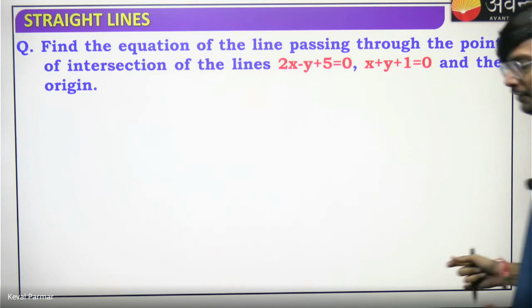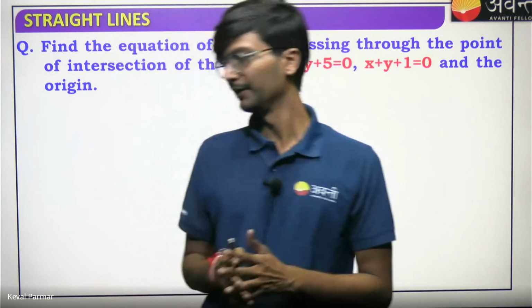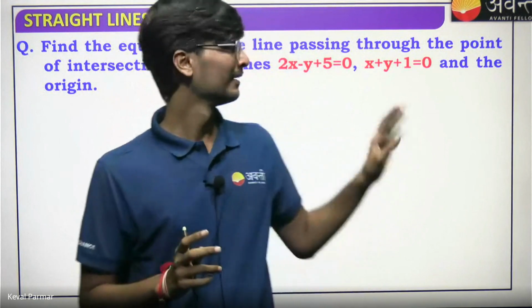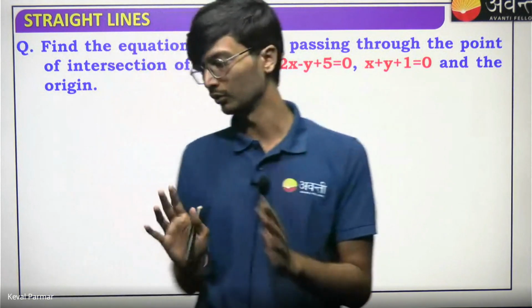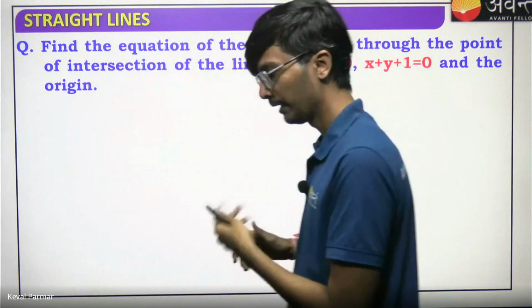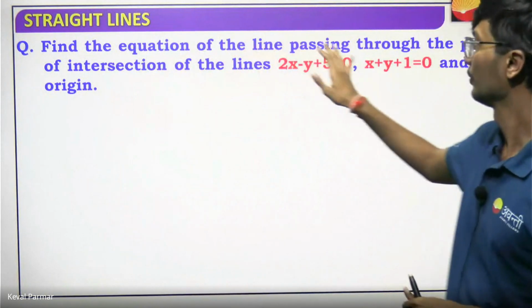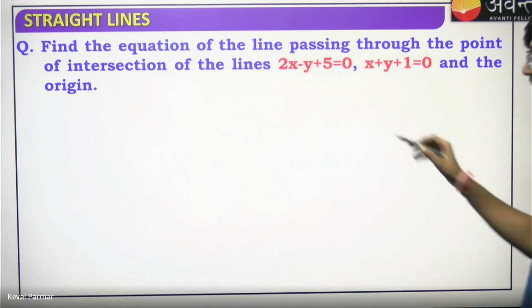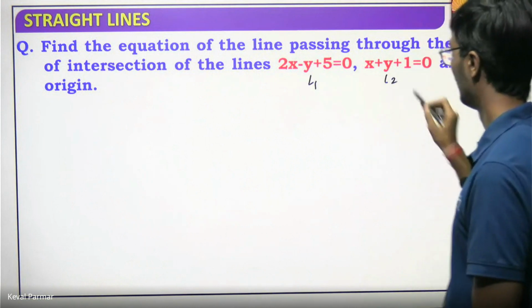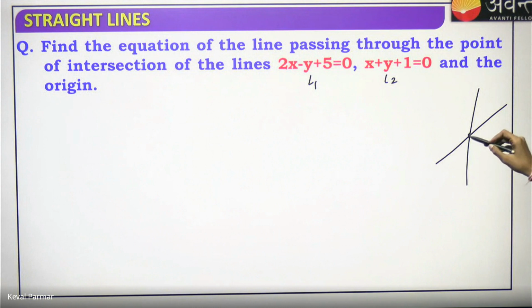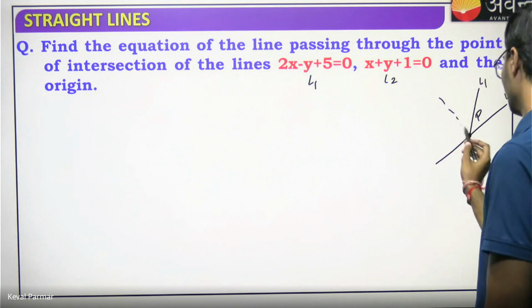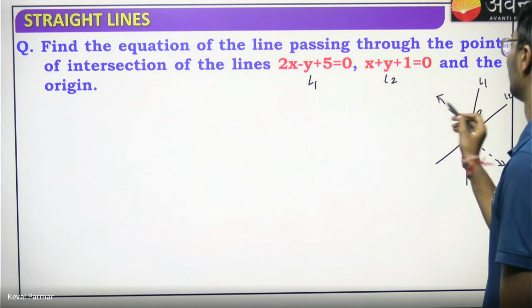Now here we will be entering into the family of lines concept. So please pay attention. What this question says is: find the equation of the line passing through the point of intersection of these lines and the origin. Let's say this is L1, this is L2. There are two lines which intersect at point P, L1 and L2. And I am asked to find the equation of a third line which passes through point P as well as the origin.